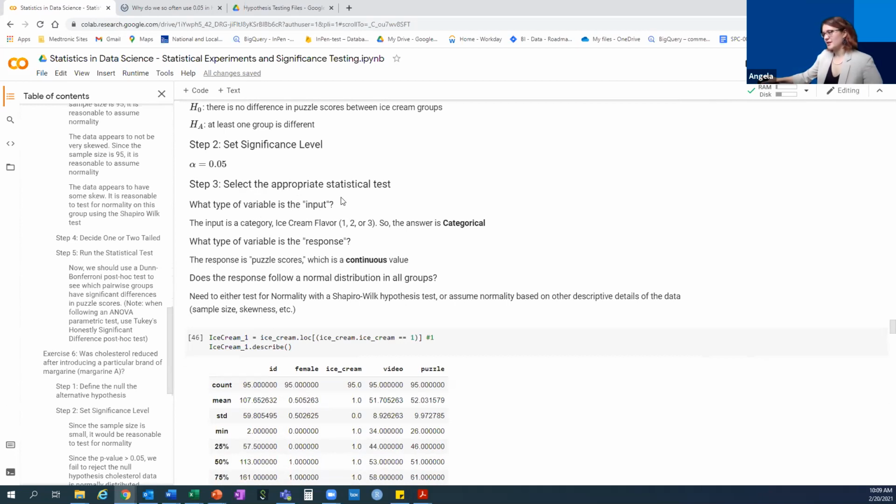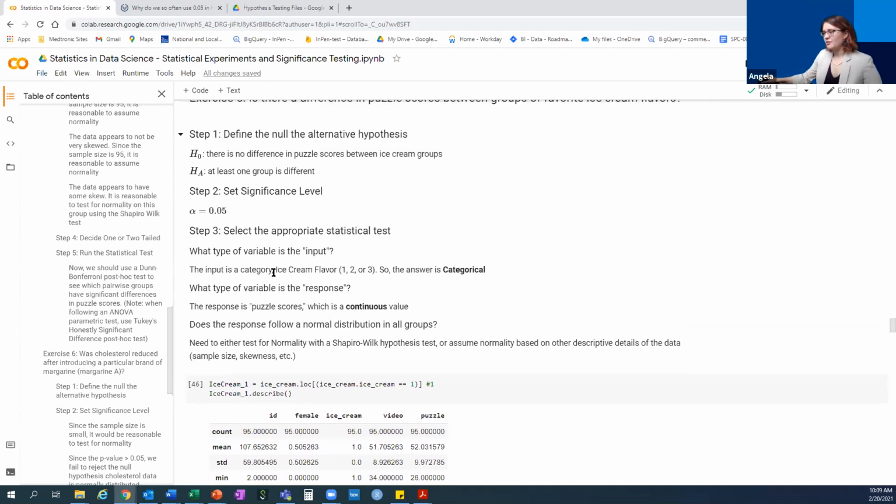And now let's select the test. So what type of variable is our input? We're dealing with multiple groups, which are people with different ice cream flavor preferences. 1, 2, or 3 in this case. So since we have multiple groups, our answer is categorical for the input. The response variable is puzzle scores. We're trying to ask if there's a difference in puzzle scores. So that's a response and it is continuous.